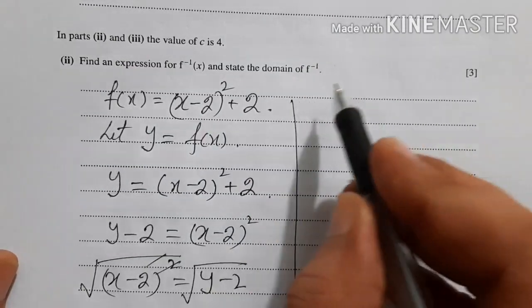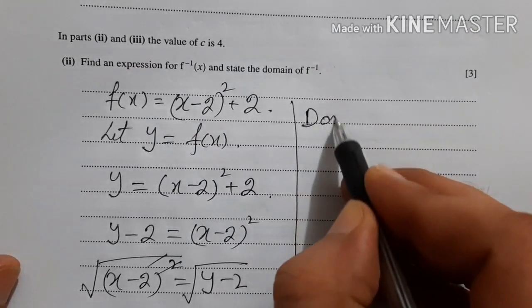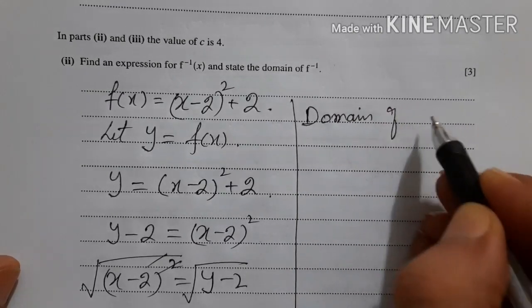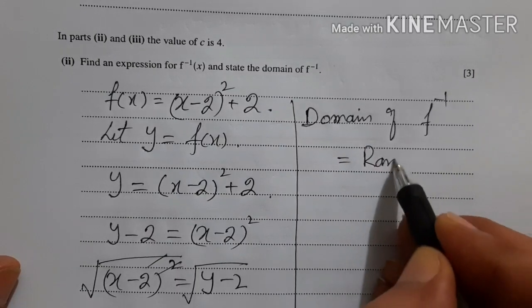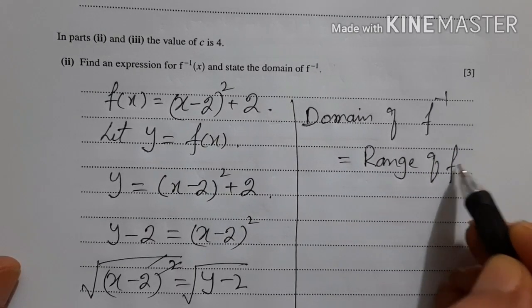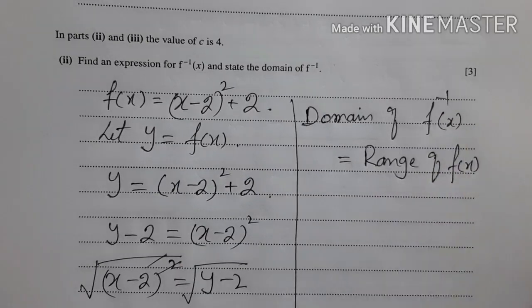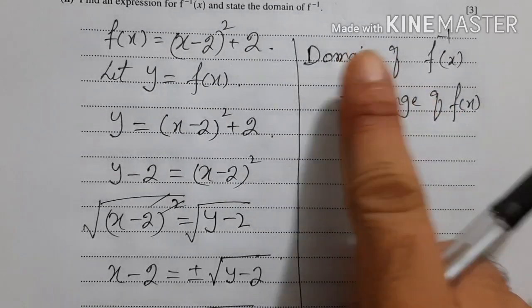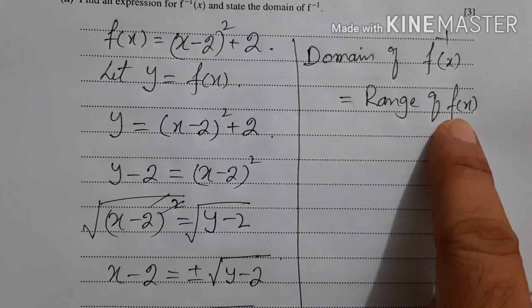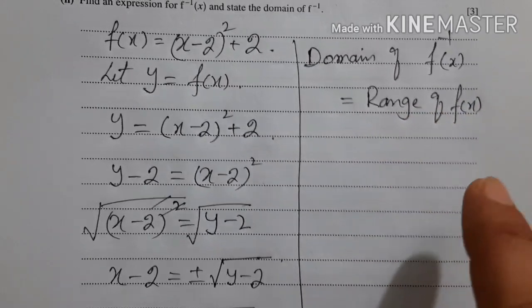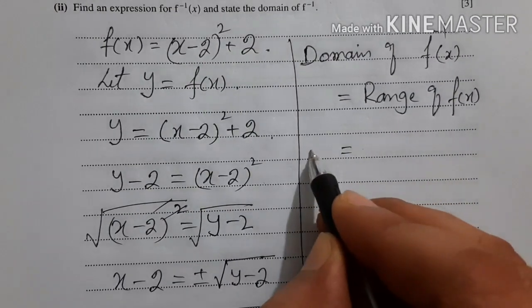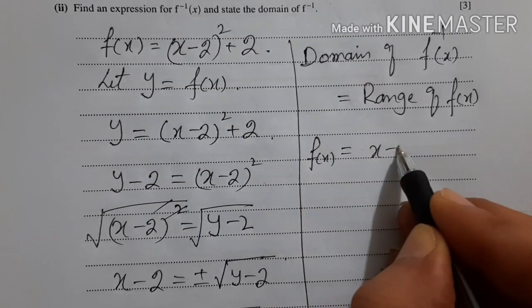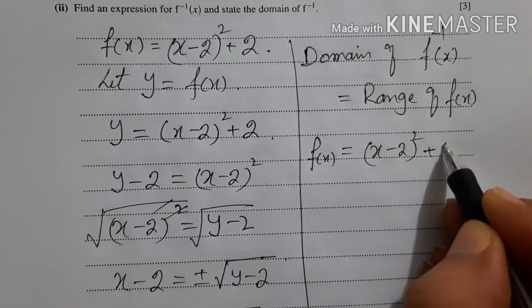Now, for the domain of f inverse, the domain of f inverse is actually equal to the range of f, because this is the inverse of f(x). So the domain of f inverse is actually the range of f(x). So how can we find the range of f(x)? From here, we got f(x) is equal to (x minus 2) whole square plus 2.